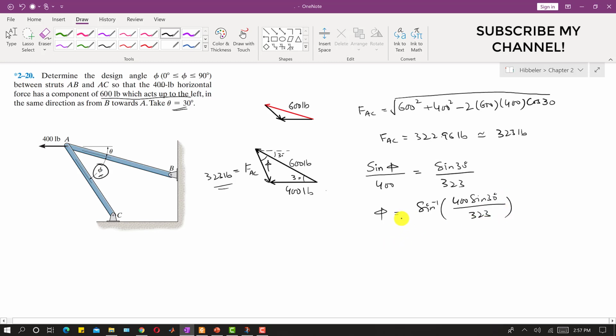So this will give us the design angle phi which is required. The phi angle comes out to be 38.25 degrees. So this is that phi angle, and this is the component along AC. So this is the solution of this problem.